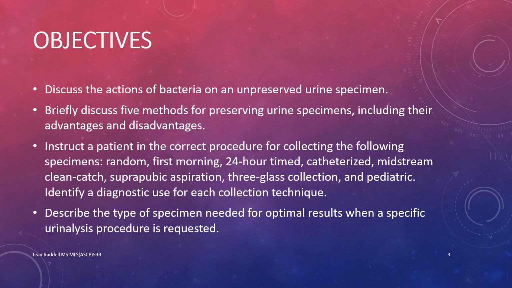Objectives continued. Discuss the actions of bacteria on an unpreserved urine specimen. Briefly discuss 5 methods for preserving urine specimens, including their advantages and disadvantages. Instruct a patient in the correct procedure for collecting the following specimens: random, first morning, 24-hour timed, catheterized, midstream clean catch, suprapubic aspiration, 3-glass collection, and pediatric. Identify a diagnostic use for each collection technique. Describe the type of specimen needed for optimal results when a specific urinalysis procedure is requested.